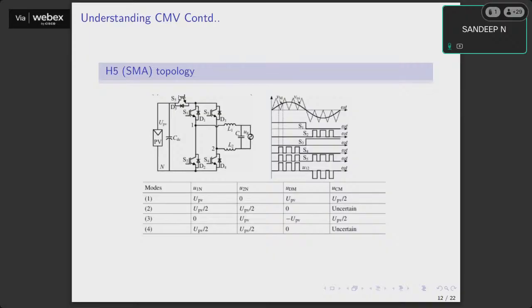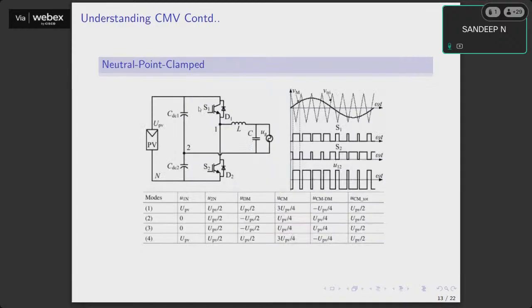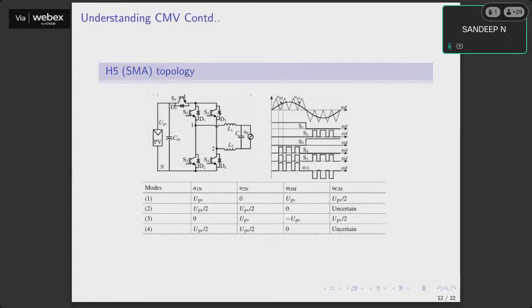Based on this, there are innumerable topologies which have played on a variety of concepts or parameters. I will show those in the summary. Then you have the neutral point clamp. All this is the H bridge variation.